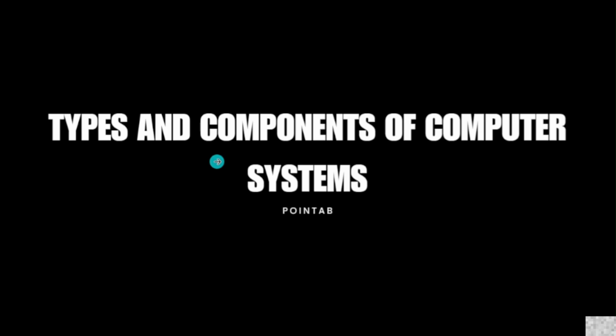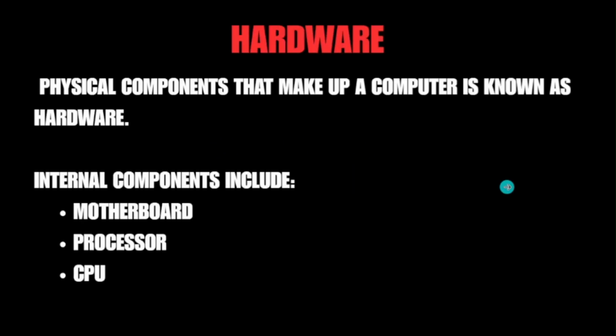So first we have hardware. Now what is hardware? Hardware basically refers to physical components of a computer, right? And they can include your motherboard, which is the main circuit board of the computer, the processor, or the CPU. The CPU basically processes information from the input and output devices and executes commands.